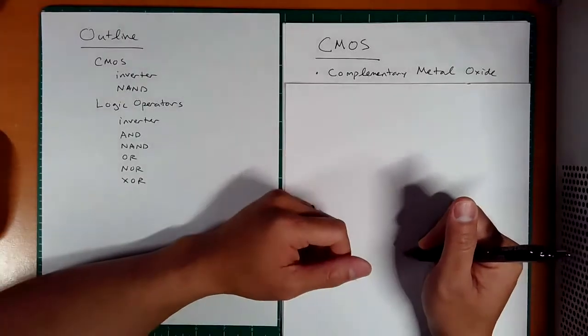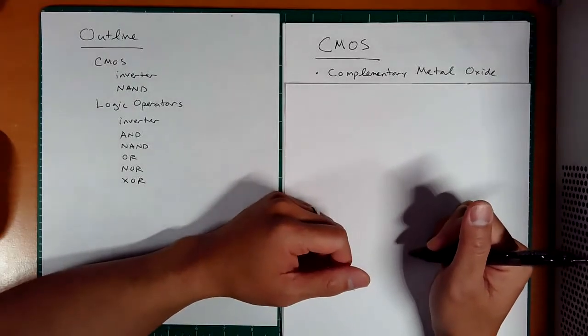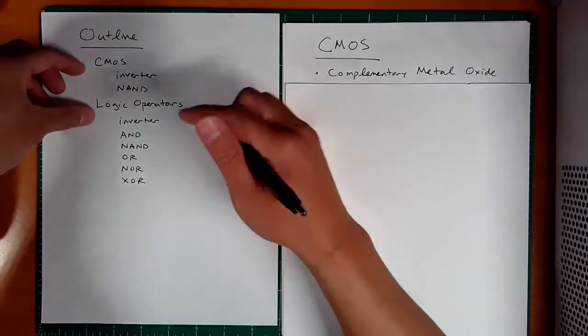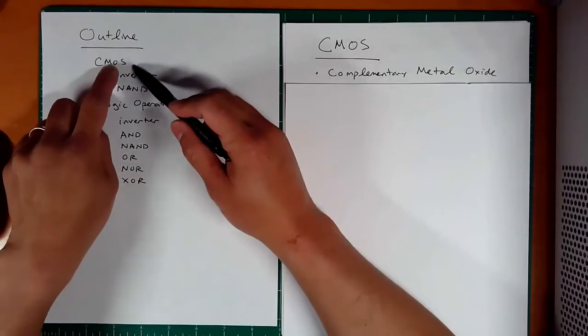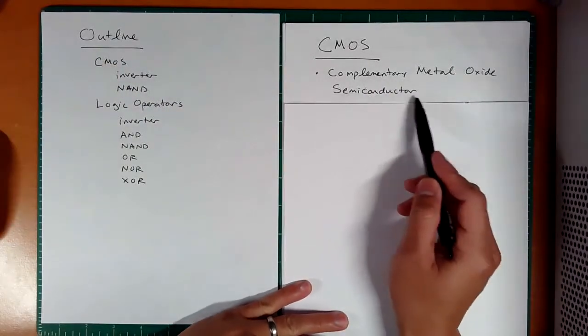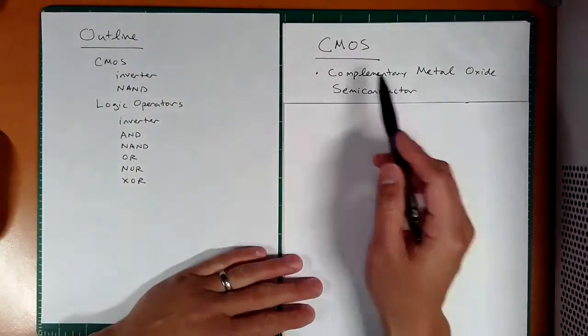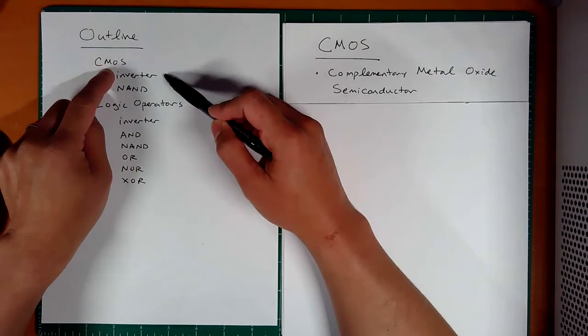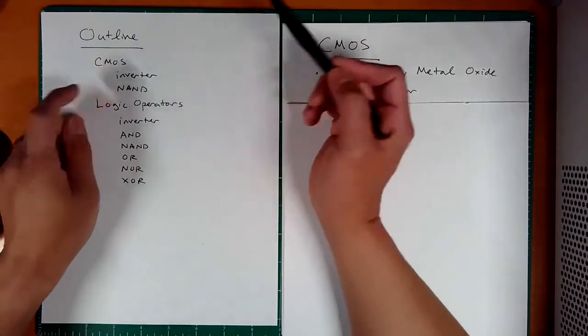Hi, this is ET370 Lecture 9. This is going to be a three-part series, so this is actually the first part. In this first part, we're going to talk about CMOS transistors, which stands for complementary metal oxide semiconductor. And we'll look at two implementations: one is an inverter, a logic gate, and a NAND logic gate.